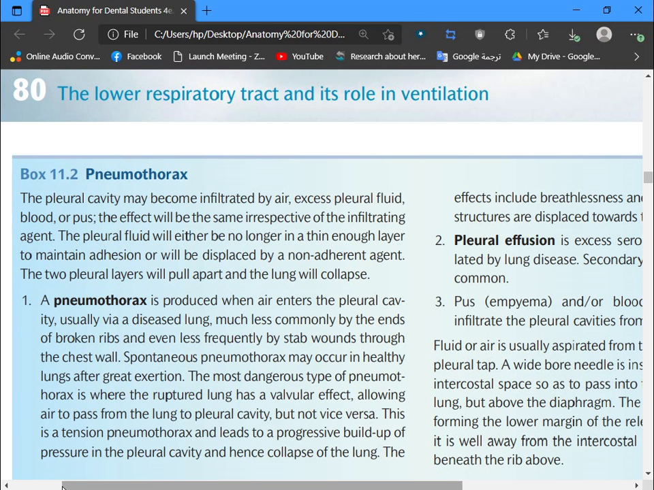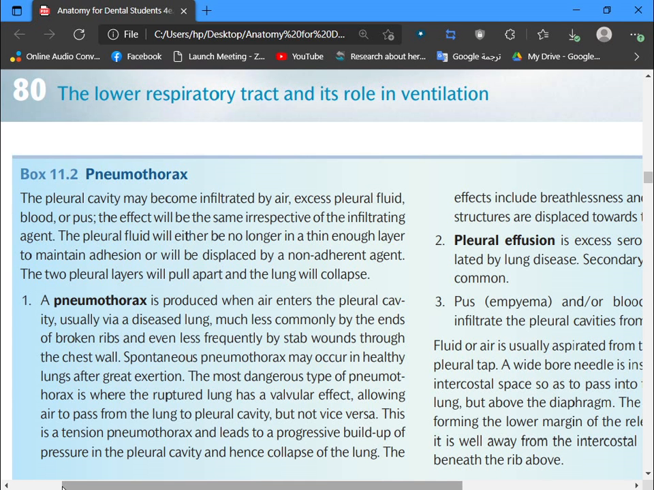A pneumothorax is produced when air enters the pleural cavity, usually through a diseased lung, much less commonly by the ends of broken ribs, and even less frequently by stab wounds through the chest wall.